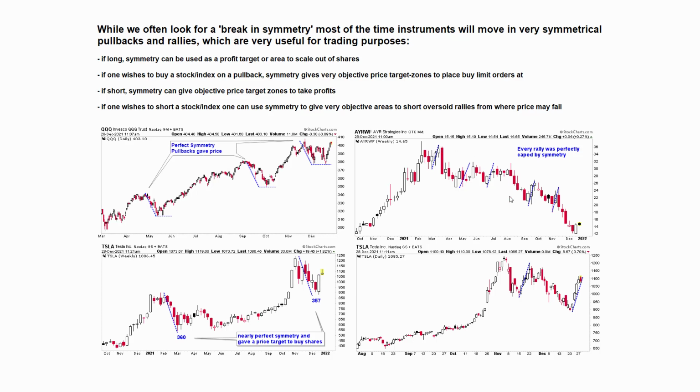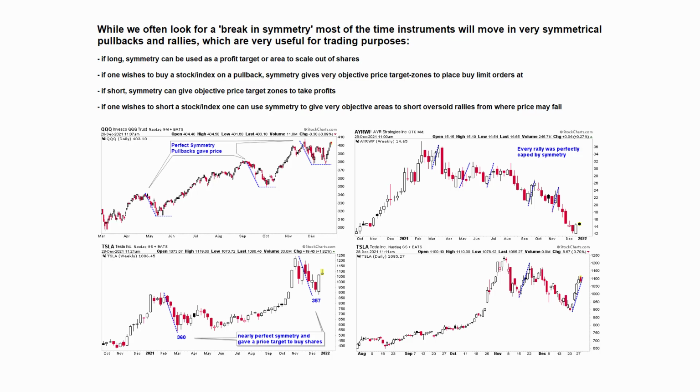This stock is downtrending, so one could have looked to sell these rallies or go short. Notice every rally was basically the same. So it gave you, for a short, an objective area to short from. Tesla here, notice it gave you an objective price target up here where price is pulled back. And I took this chart a few days ago, so Tesla has pulled back another couple days from here. Okay.